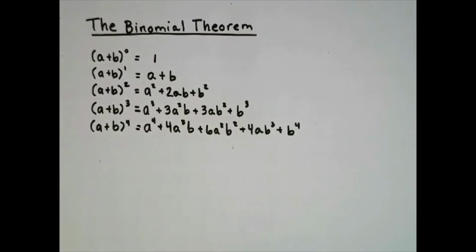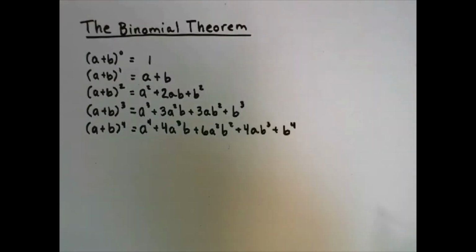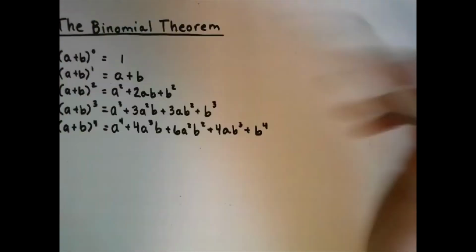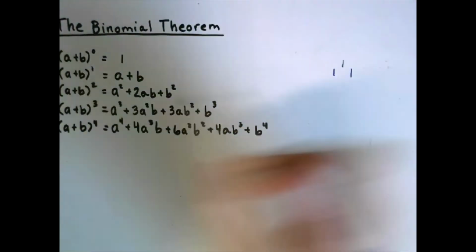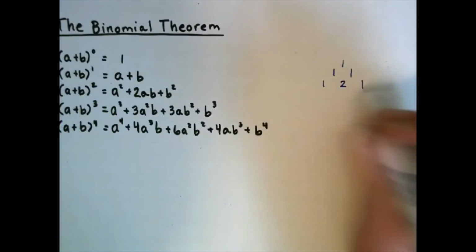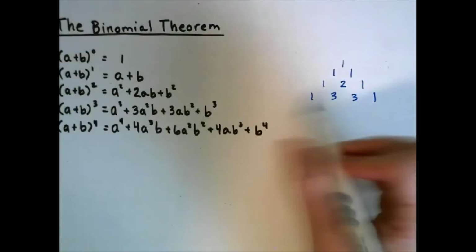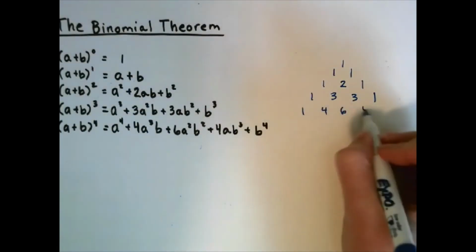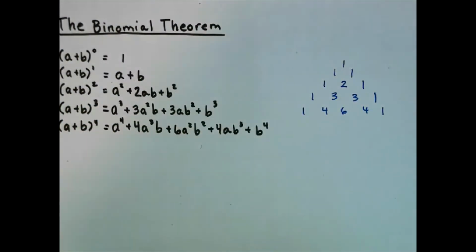Let's talk about some of the patterns. If we look at the coefficients, even though it's brand new to you, if I pull out all the coefficients, here I just have 1. Here I have 1 and 1. Here I have 1, 2, and 1. Here we have 1, 3, 3, 1. Here I have 1, 4, 6, 4, 1. Which is Pascal's triangle. So the coefficients are coming from Pascal's triangle.